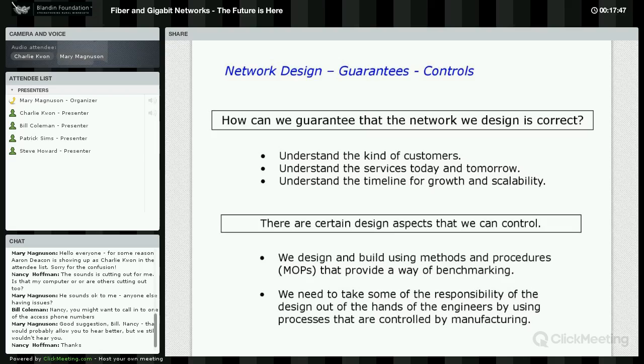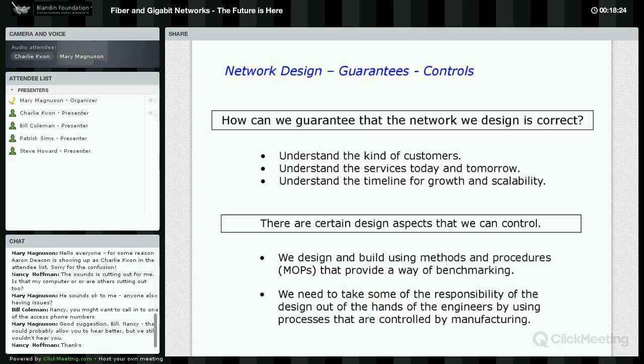And then we want to understand the growth, the timeline for growth and scalability. And then there are certain aspects that we can control. As engineers, we know that we design and build using methods and procedures that provide a way of benchmarking. We've learned a great deal over the past 15 years on how to build these networks. We know what pitfalls, we know our pains, we know what works and what does not work. So rely very heavily on some of the network engineering groups that you're going to meet with and talk with.